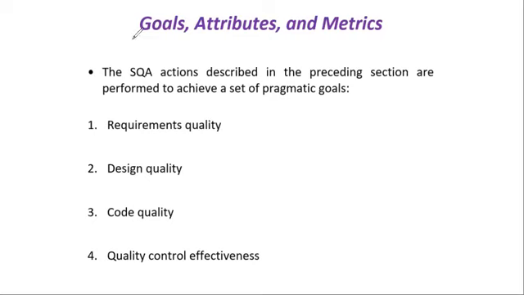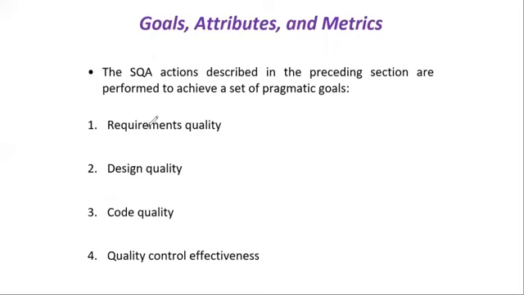Today we'll begin with the topic goals, attributes, and metrics. In the previous classes, we've studied what software quality assurance is, and we've also studied the different tasks for software quality assurance. Now, why are we going to perform those tasks? Those tasks are performed so that a few goals can be achieved. Those goals are requirement quality, design quality, code quality, and quality control effectiveness.